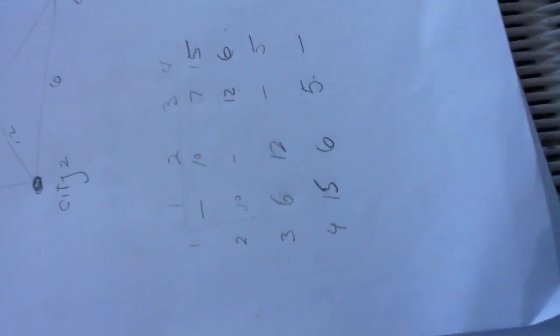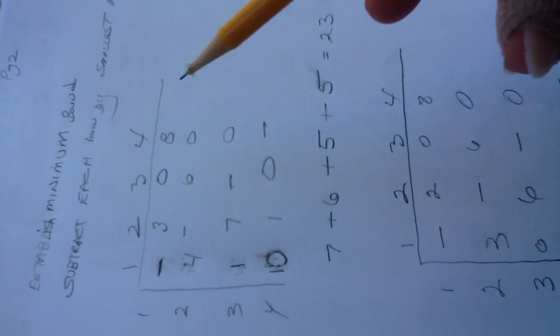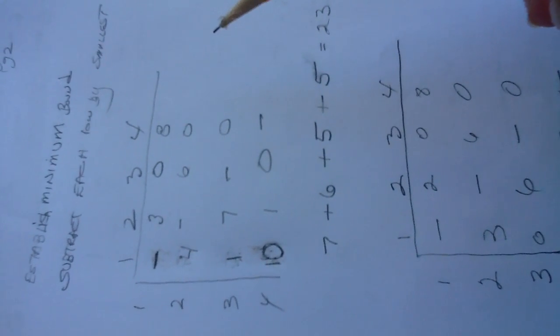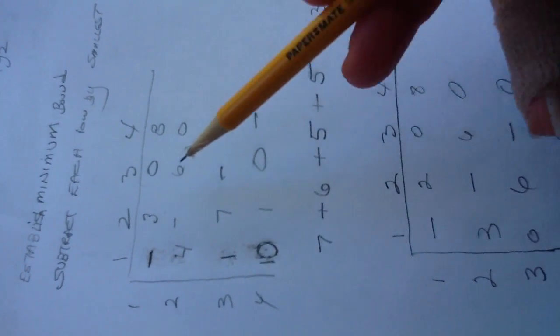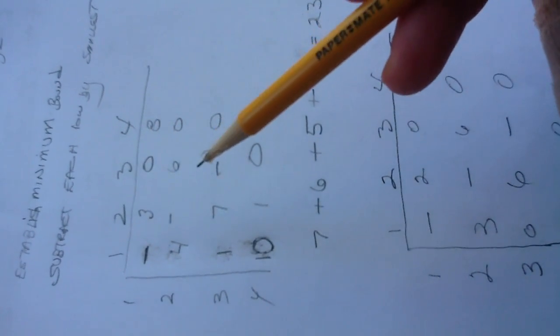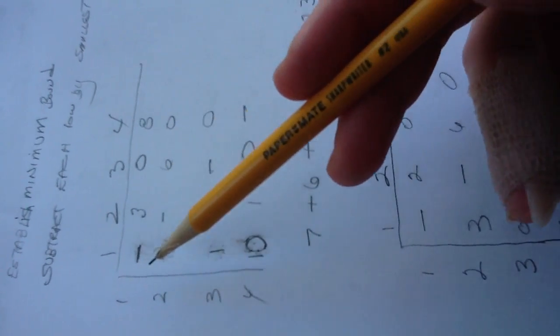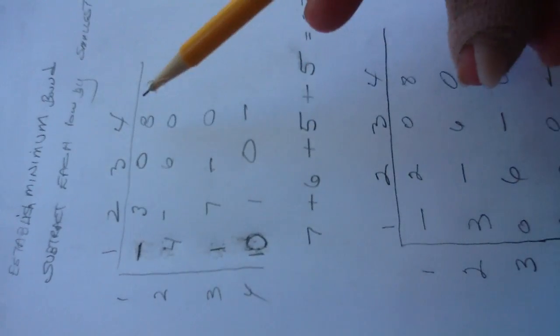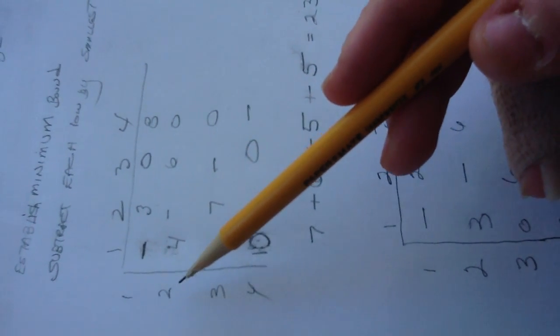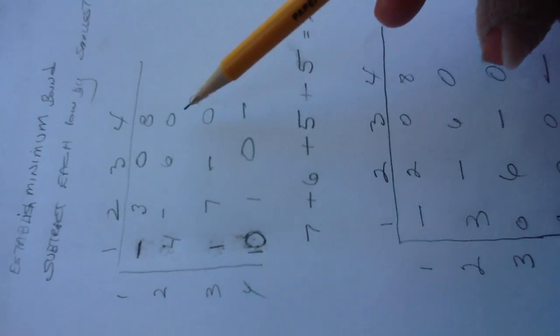Now, what we're going to do now is try to find the minimum bound. So we're going to subtract each row by the smallest number in the row in order to get a minimum bound. So for row 1, we're going to subtract 7, which will give us a value of 3 from 1 to 2, 0 from 1 to 3, and 8 from 1 to 4. For row 2, we'll subtract a value of 6, giving us a value of 4 from 2 to 1, 6 from 2 to 3, and 0 from 2 to 4.